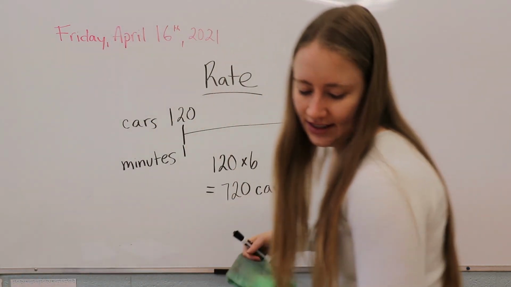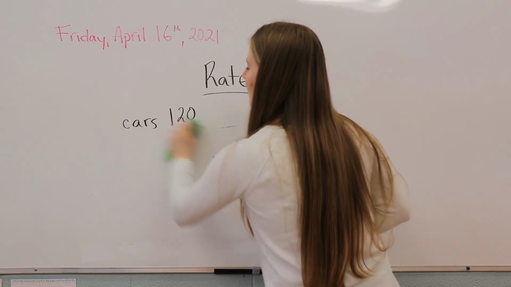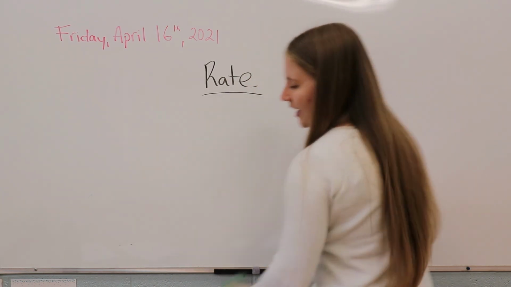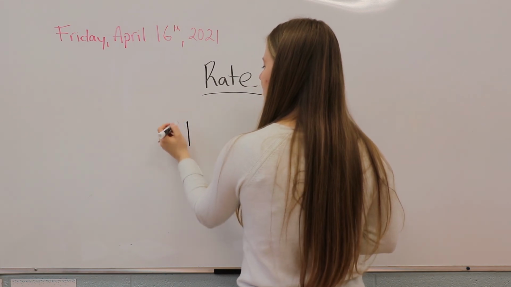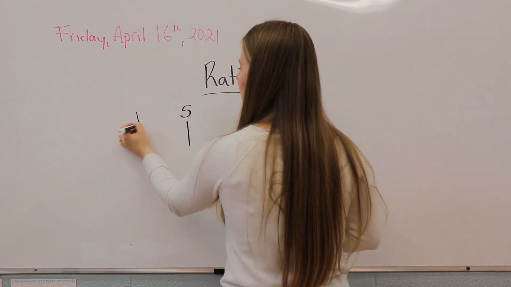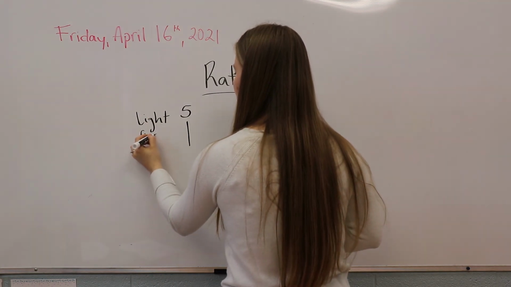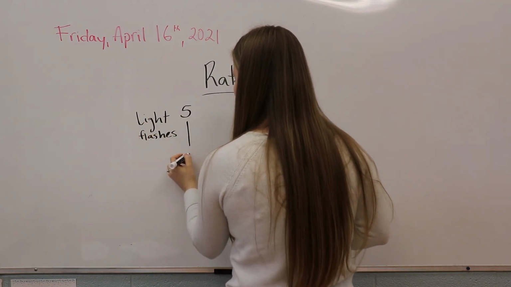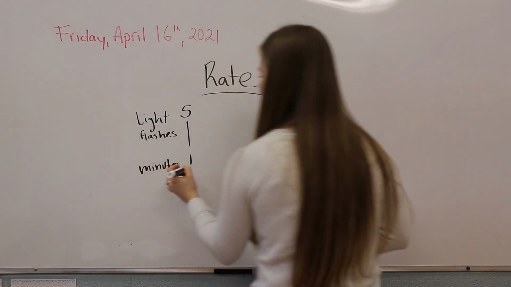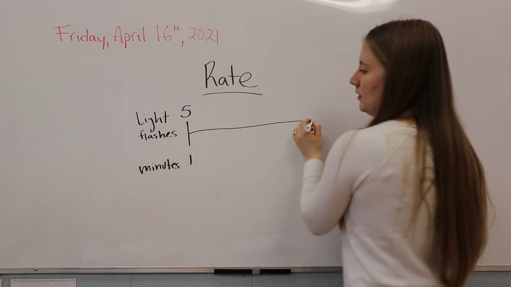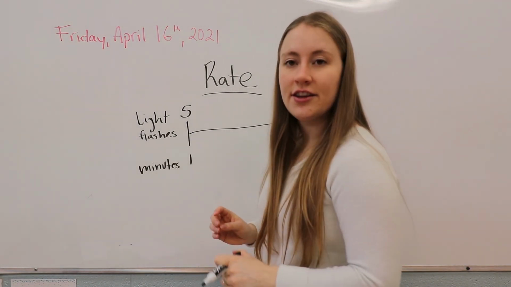This question tells us that a lamp can flash 5 times per minute, okay? So that's our unit rate. So we'll draw this line to represent that. So 5 flashes, light flashes per 1 minute. Okay, and it's asking how many times can it flash in 30 minutes?